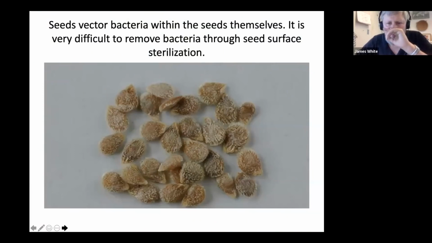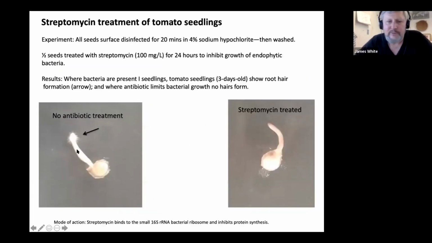Okay, tomato seeds have bacteria inside them. And it's actually tricky to kill. They have some on the surface, but they have some inside them. It's tricky to kill them, but you can if you're very careful with antibiotics. This actually shows one of these experiments.